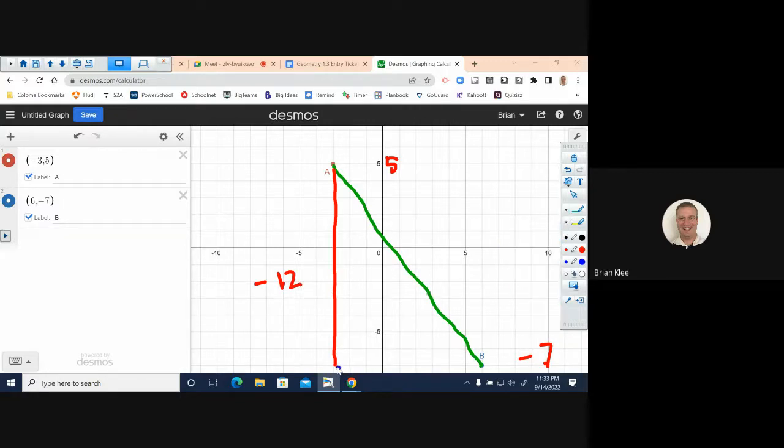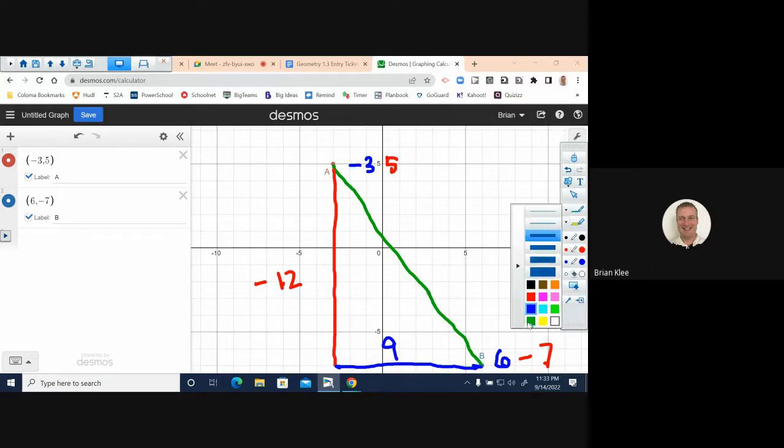And I know the run is going from an x value of -3 to an x value of 6. -3 to 0 is 3. 0 to 6 is another 3. So altogether, this is a run of +9. Okay? A little bit of review from Algebra 1 there. So now, using, that should be more of a comma. There we go. All right.